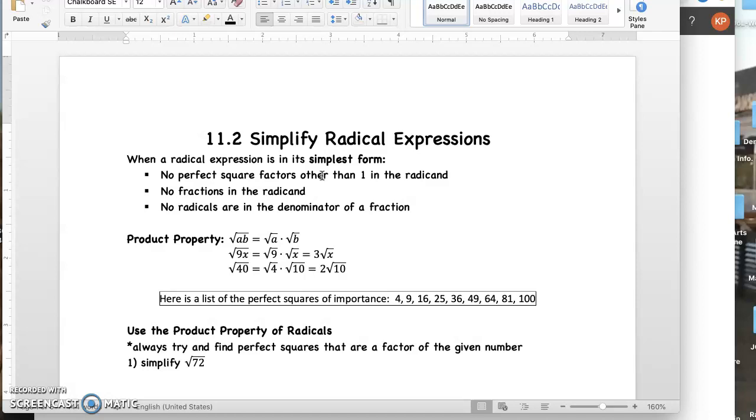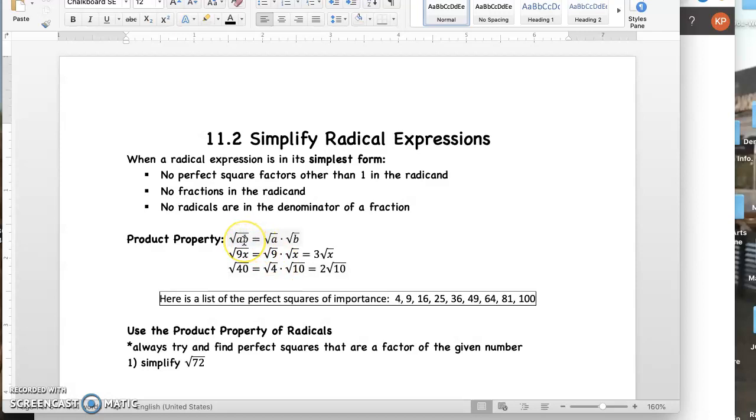I broke this lesson up into more than one video. So for today, we're just going to focus on how to simplify these radical expressions. And we're going to be utilizing something called the product property to be the underlying reason as to why we are allowed to do the math that we set up.